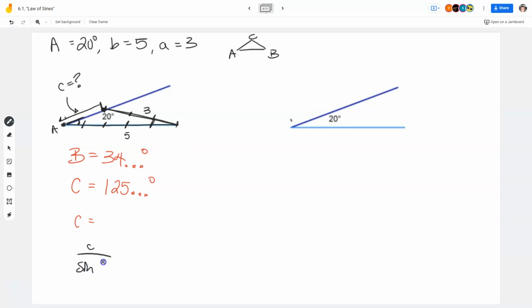C over sine of, I could just say big C, because you could name him a letter or go copy-paste him. You know who he is. Equals, and we have little a, which was 3, all over sine of A, which is 20. You guys are just going to throw this on the other side. Can someone do that for me? Go throw that sine C with the 125 one and go find me that little C.